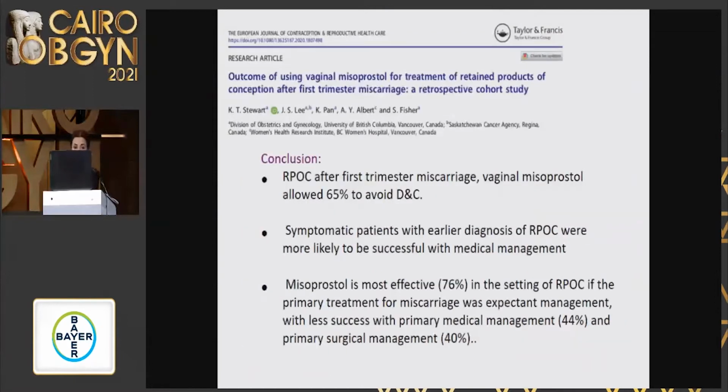Another study evaluated the use of misoprostol for treatment after the first trimester; it allowed avoiding DNC in all but 16%. Misoprostol is most effective in the setting of retained product of conception if the primary treatment for miscarriage was expectant management, with less success after primary medical management and primary surgical management.